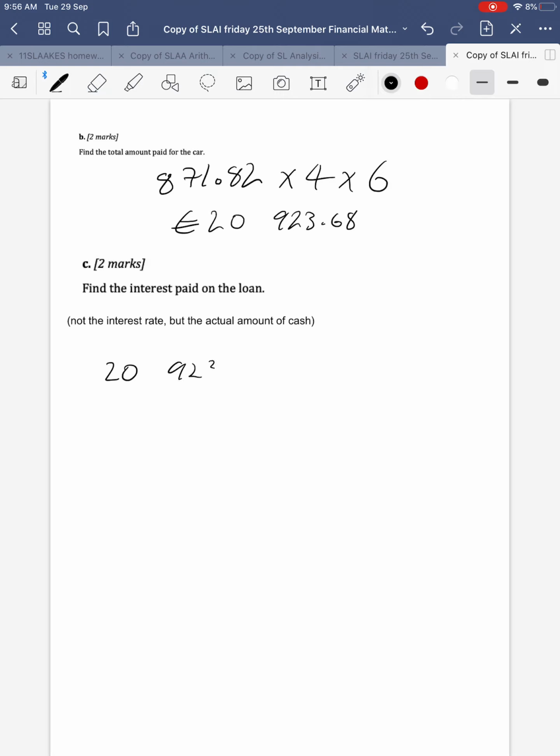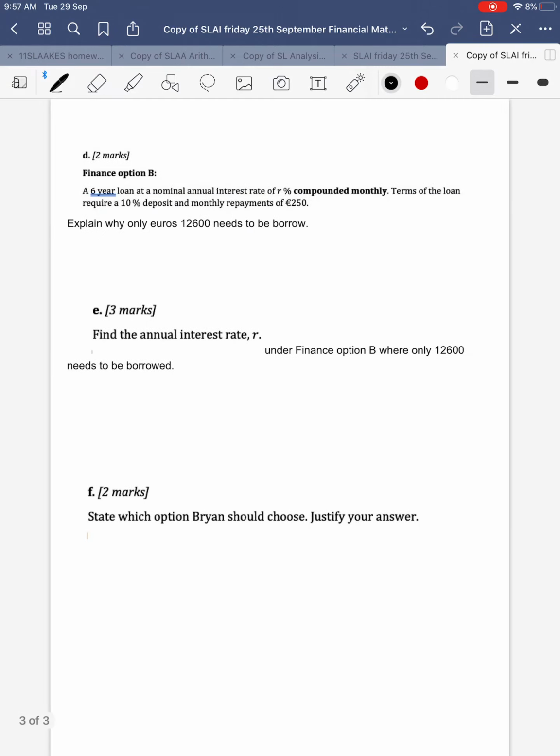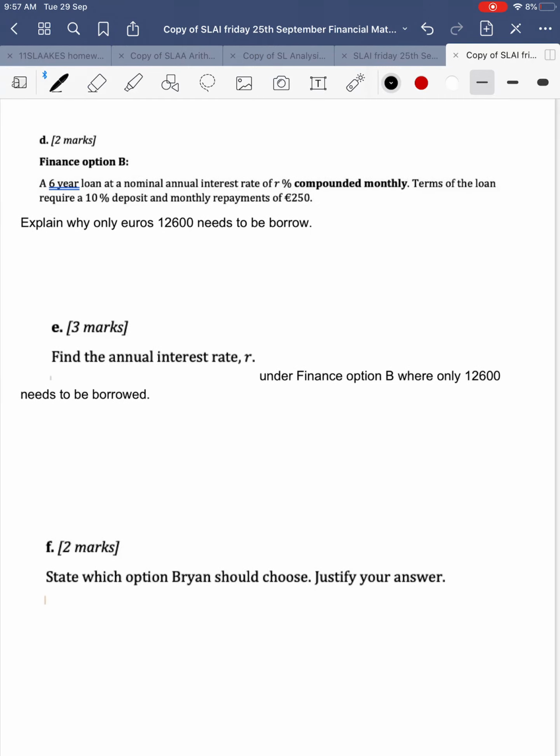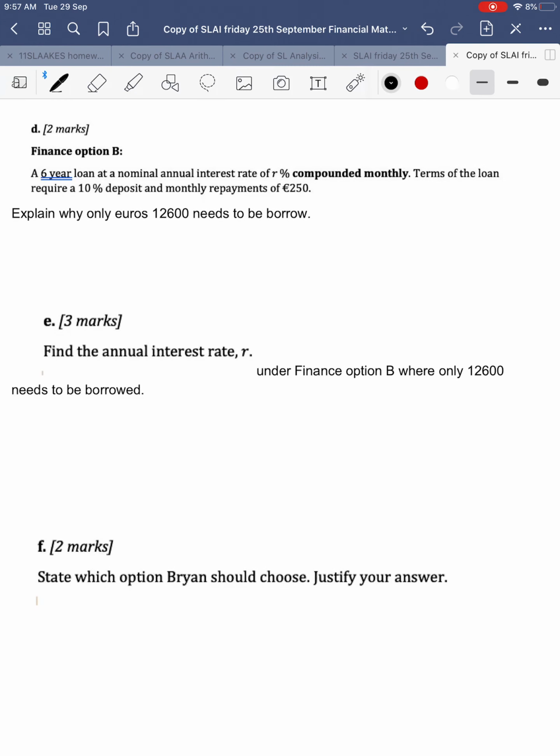Find the interest paid on the loan, not the interest rate, but the actual amount of cash. So that will be 20,923.68 subtract the 14,000. Again, you've got it on your calculator, you can just do that, or try it in your head. And that is 6,923.68 euros.